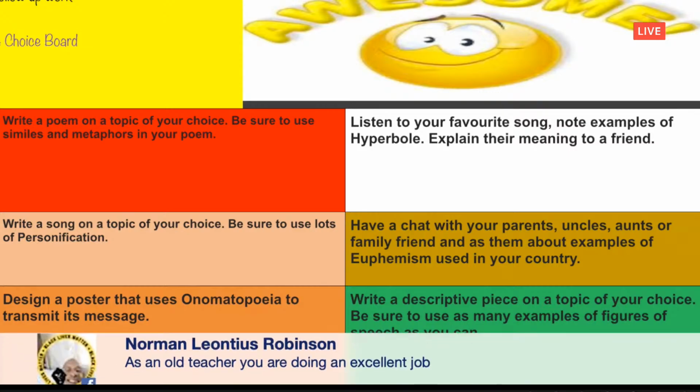Next one, have a chat with your parents. As an old teacher, you are doing an excellent... Thanks, Norman Robinson. Thank you, Norman Leontius Robinson.